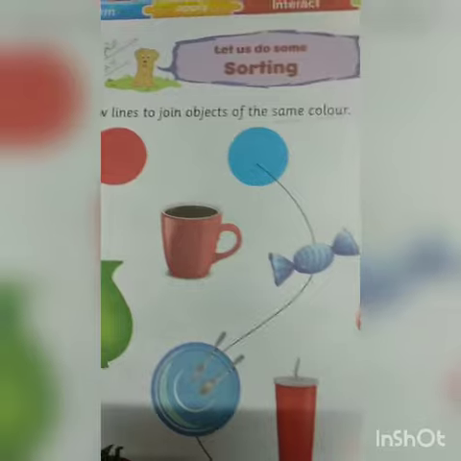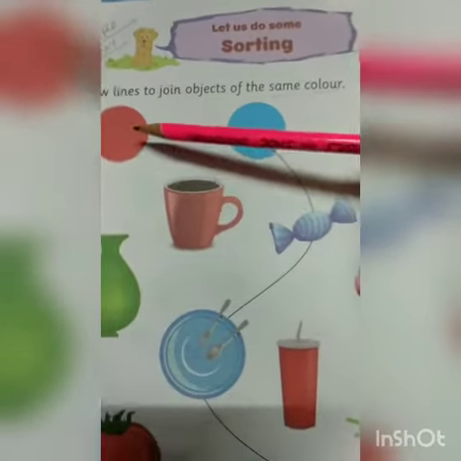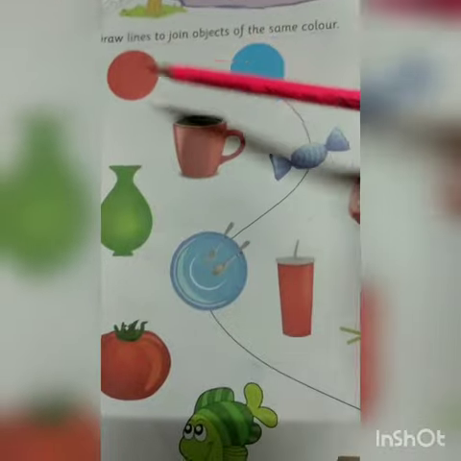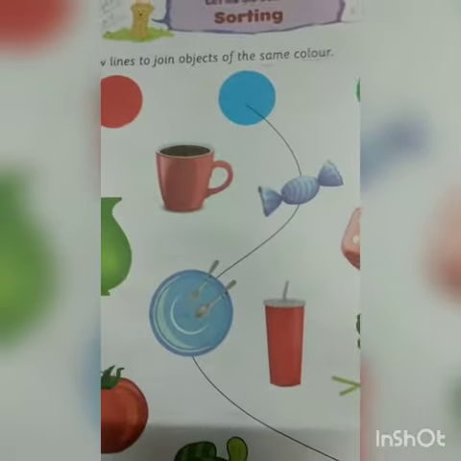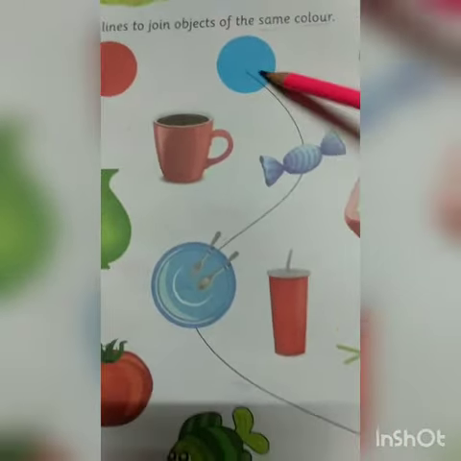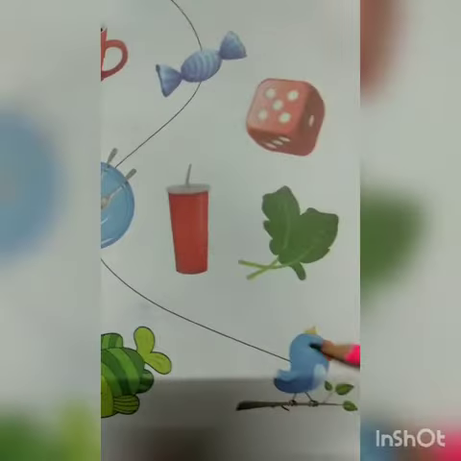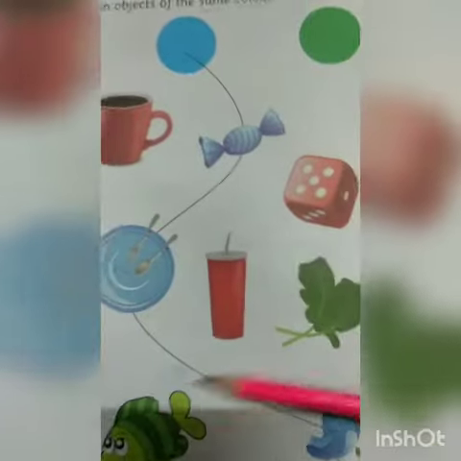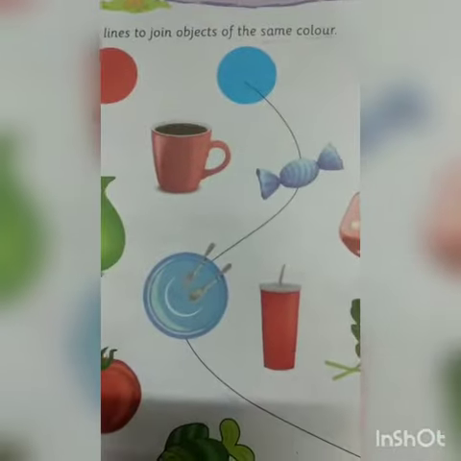Okay, now same color means here is red, red, red, red and red. You have to draw lines with red color objects. Okay. Now this is blue, blue, blue. One is done for you. This is blue. And green. This is green, green, green, green. Okay. Now one is done for you.